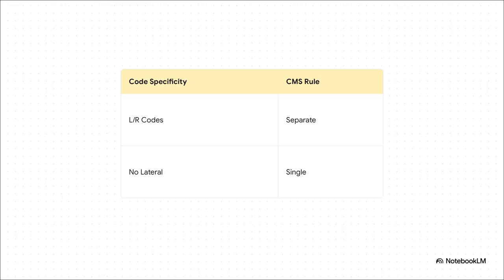If the specific code you choose doesn't actually distinguish between left and right, meaning there's literally no built-in left/right specificity in the book, you follow row 2 on this table. You report that single unspecified code exactly once. You do not list it twice just to represent the left and the right sides. Nope. One code box, one green check mark. That single entry covers both joints for that entire encounter.